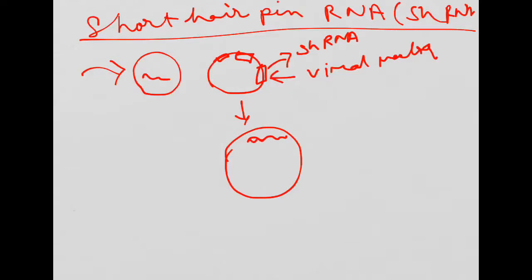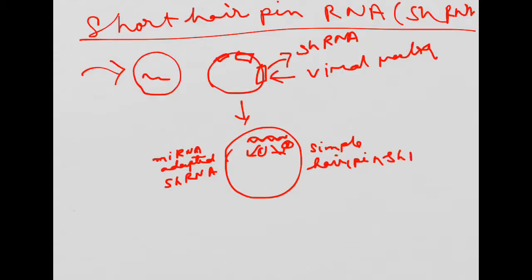Then this DNA, your vector, will be transcribed to form 2 types of RNA molecules. One will be your microRNA adapted shRNA, and the second one will be your simple hairpin shRNA. The structure will be like this. This one will have a structure like microRNA, and this one will have a small hairpin-like structure.